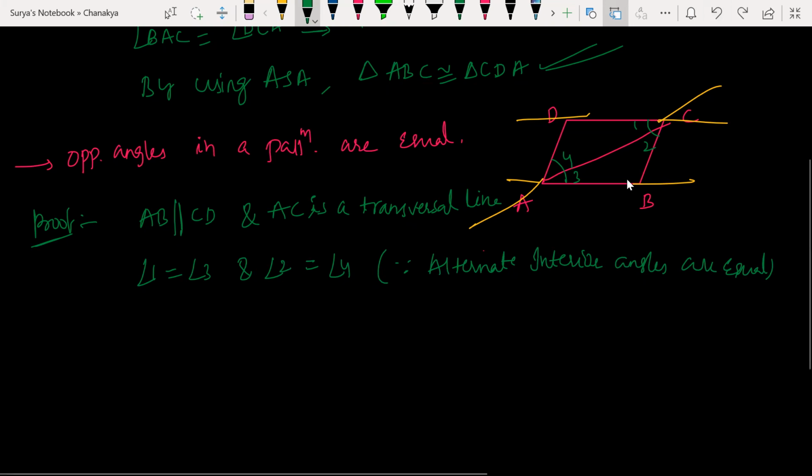Yes, sir. For these two lines to be parallel, angle 2 plus angle 3 should be equal to 180 degrees, right? Co-interior angles. So then angle ABC is also excluded, right, sir? Then how is it parallel, sir? No, look at this here. Can you now see DC and AB are parallel?